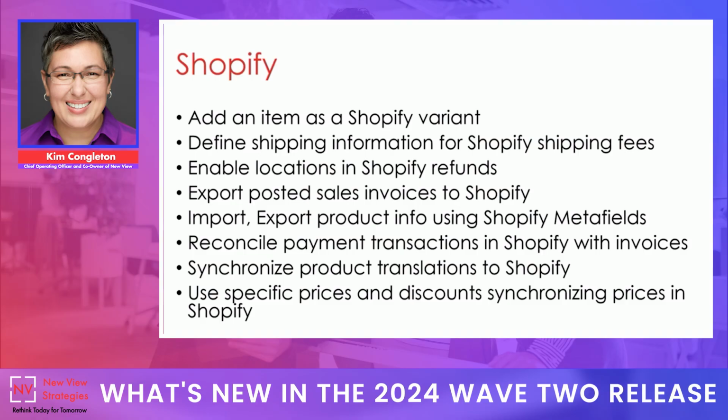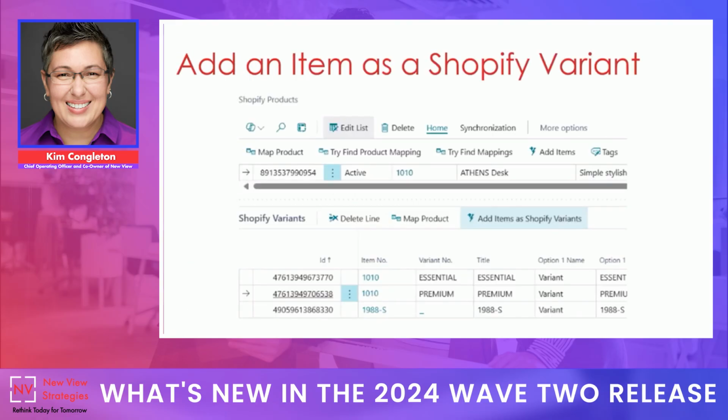So if we go to the next slide there, we're just going to look at the add an item as a Shopify variant. So you can see here, there's a screenshot of what the screen looks like. You can see the button that we have for adding items as Shopify variants. So this is going to let you add an item as a Shopify variant. It looks like it's a little limited in scope, so I would definitely try this one out first.